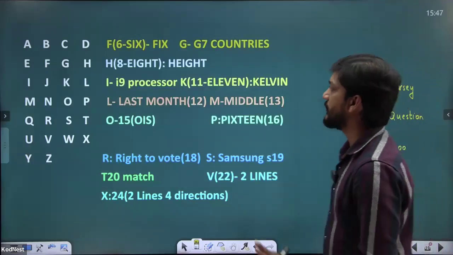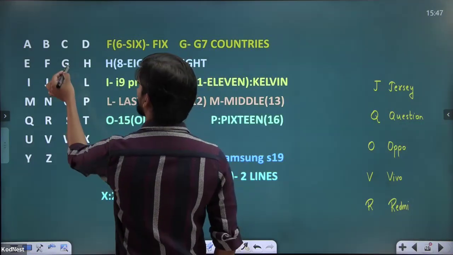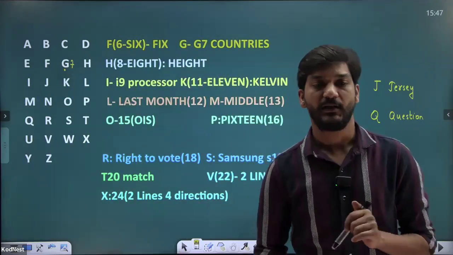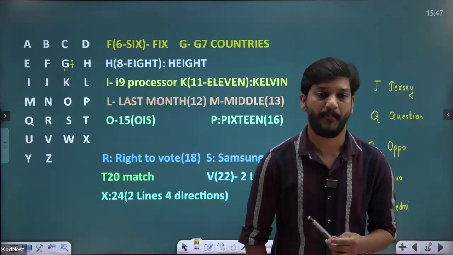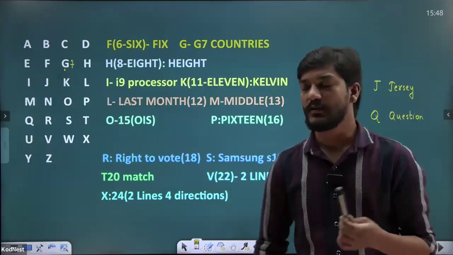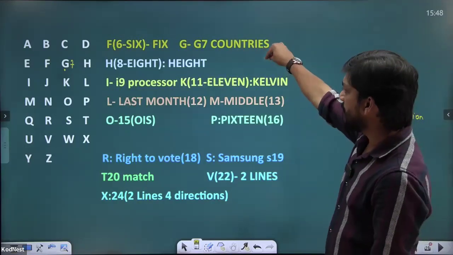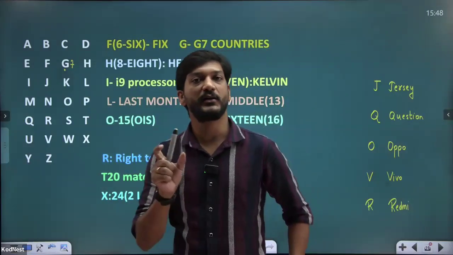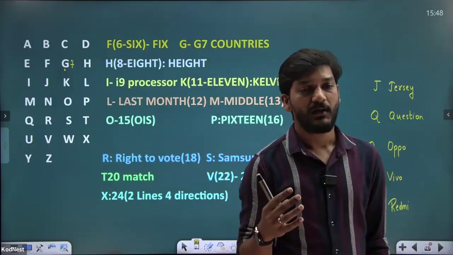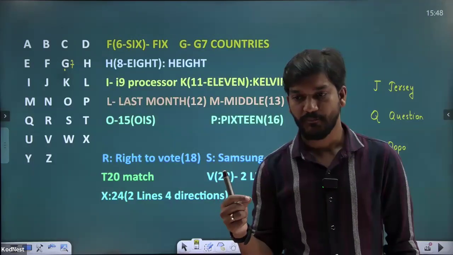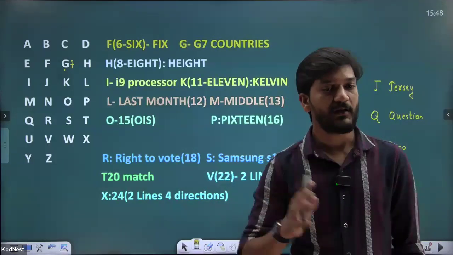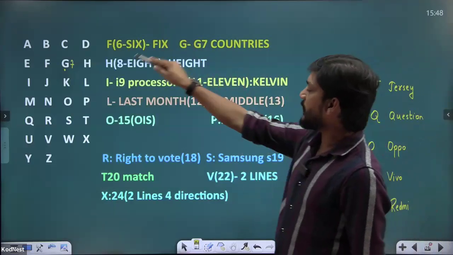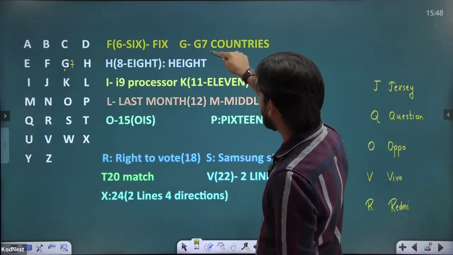Okay. So first, I will start with G. Have you heard of G7 somewhere? G7 countries. Yes, somewhere you might have heard of this in the news. Maybe you don't know the meaning. Meaning is not important. G7 is a group of 7 countries. It is a term we use in international politics. G20 also is there. G7 is what we have to memorize. So G means G7 countries. So the position of G is 7.